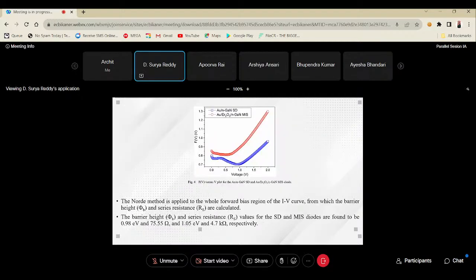As we come to Norde's method, Norde's method is employed to calculate the barrier height and series resistance from the forward bias, and these values are shown in this slide.